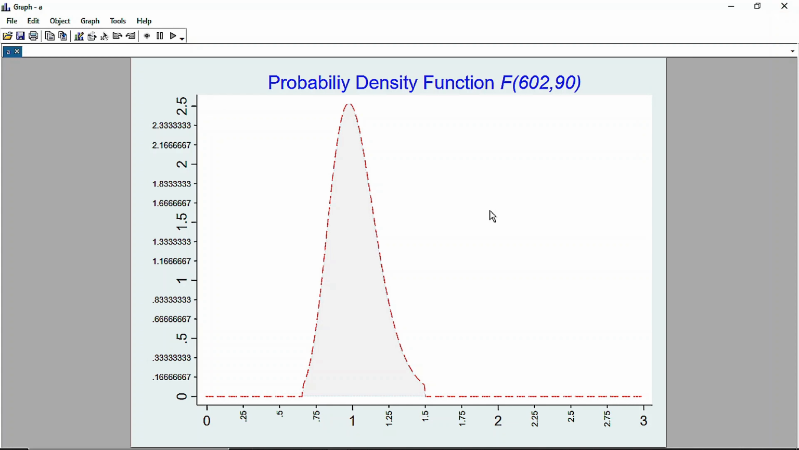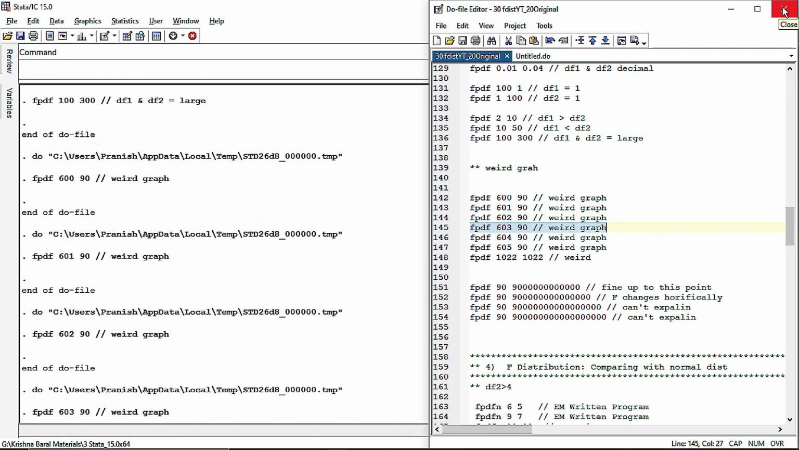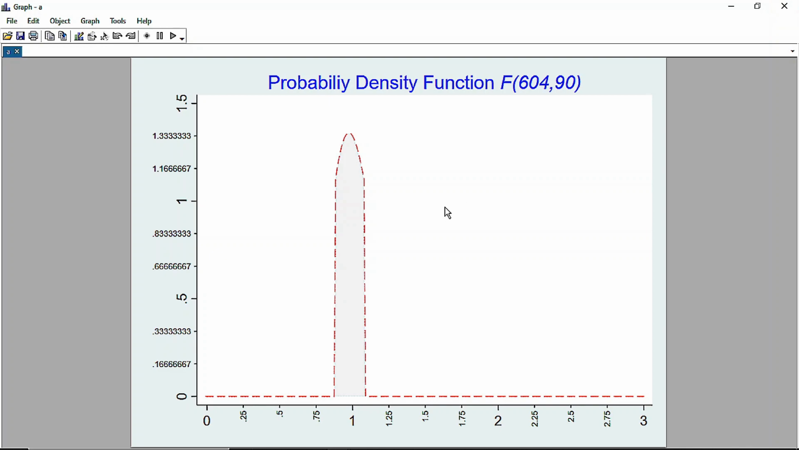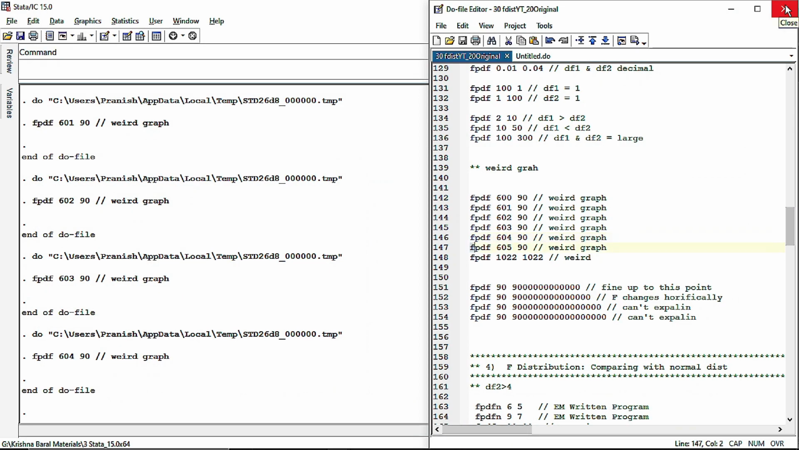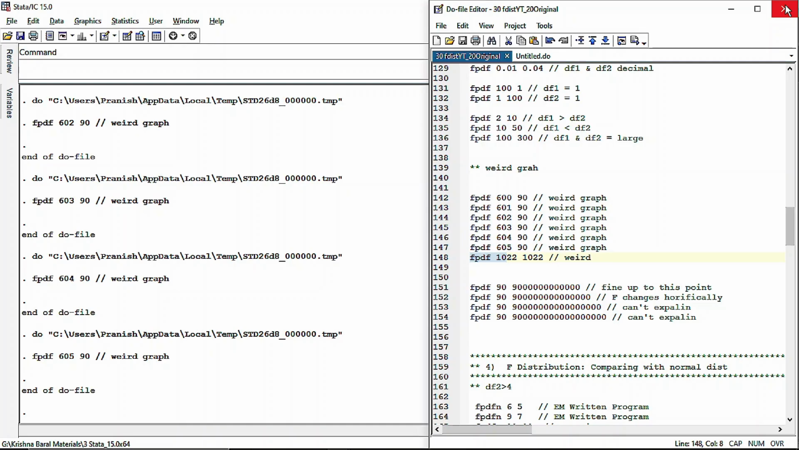and with degrees of freedom 1 as 600 to 9, degrees of freedom 2 as 90, the weirdness begins at these points. Let us see whether it will deteriorate if we increase the degrees of freedom 1. This time 603 degrees of freedom 1 and degrees of freedom 2 is 90. And when the degrees of freedom 1 is 604, degrees of freedom 2 is 90, we get this kind of graph. Degrees of freedom 1 is 605, degrees of freedom 2 is 90, we get this kind of graph.